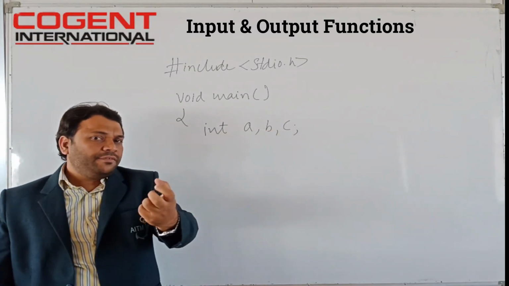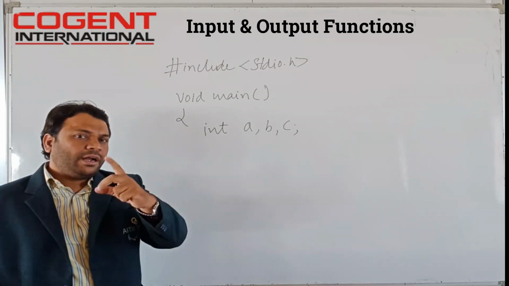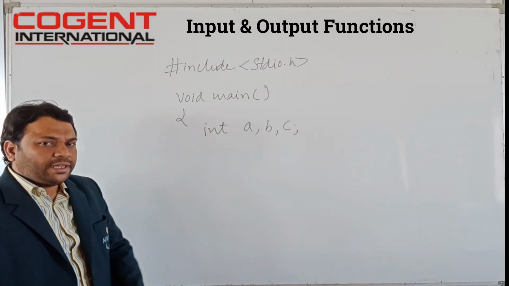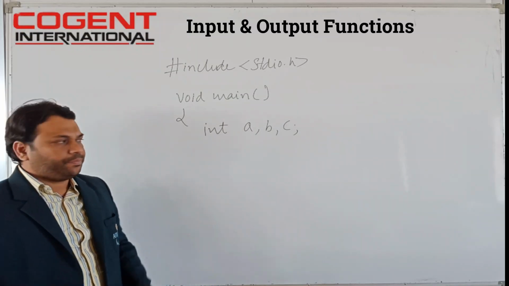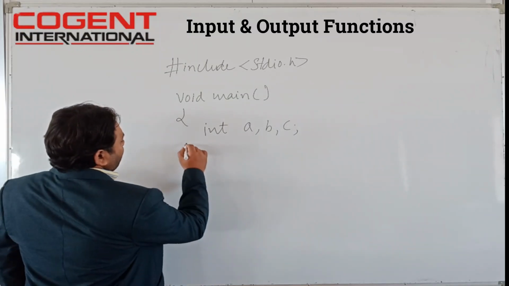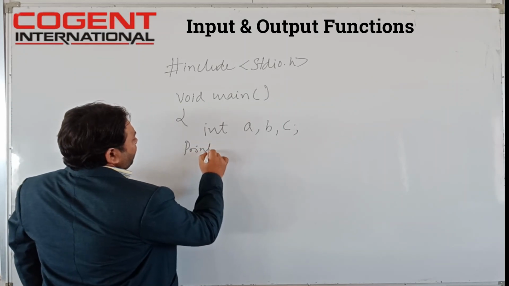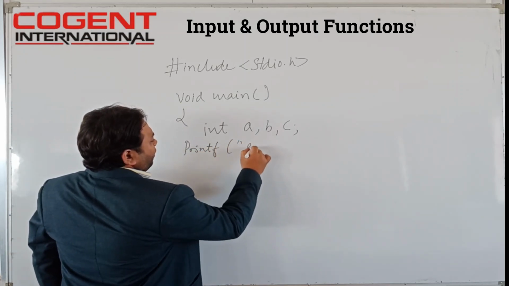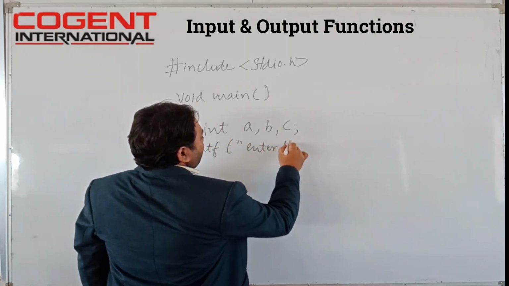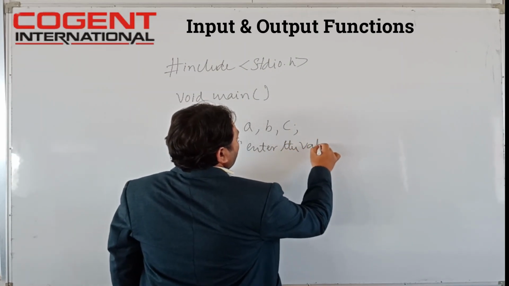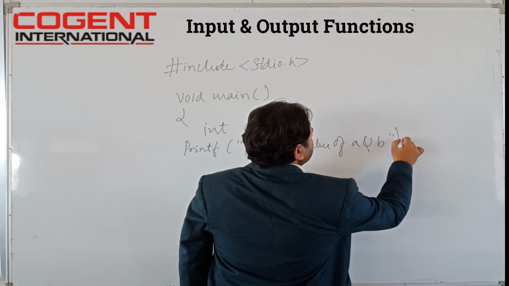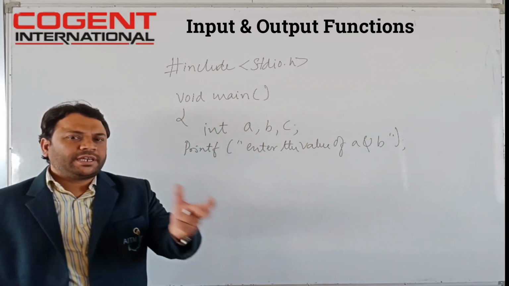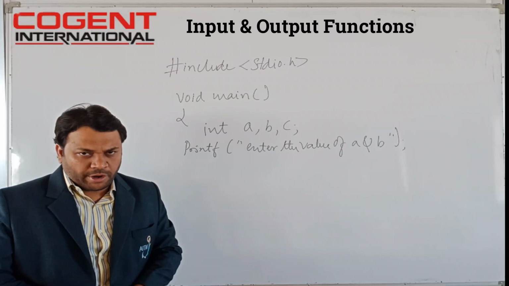Now I need to get the values of a and b. For that I need to use the scanf statement to read the input from the keyboard. Before that, I'll print one message with printf: enter the value of a and b. This message will be displayed onto the standard output device, that is, the monitor.